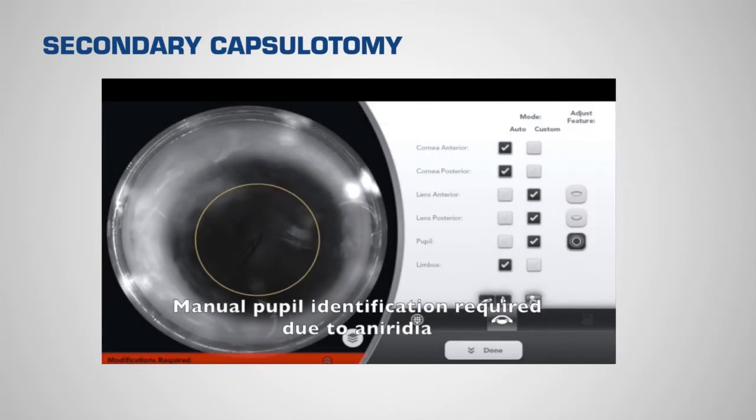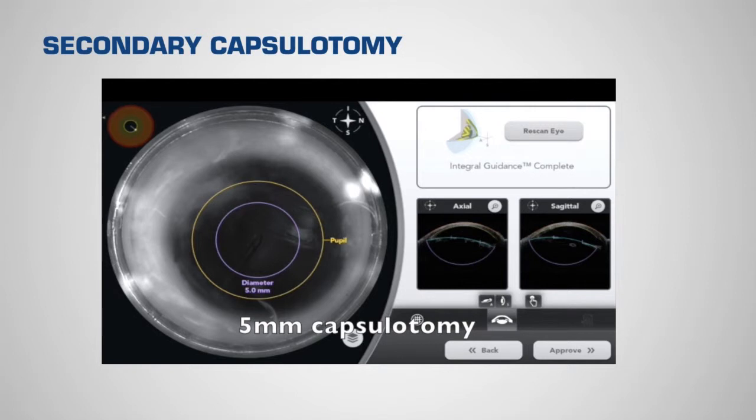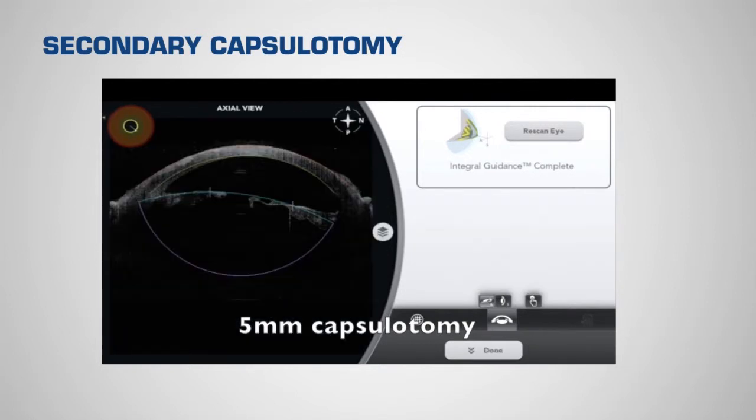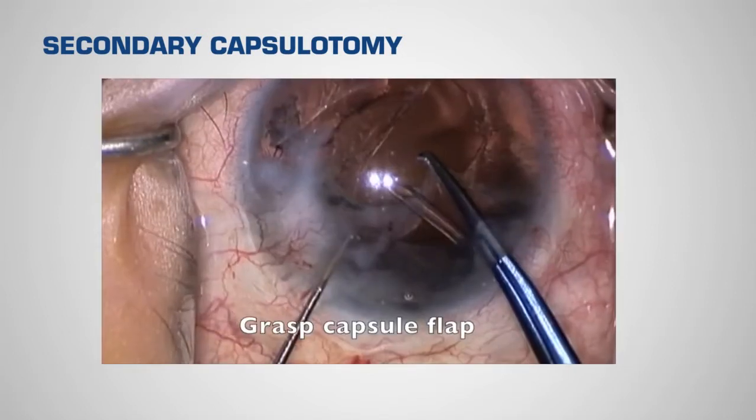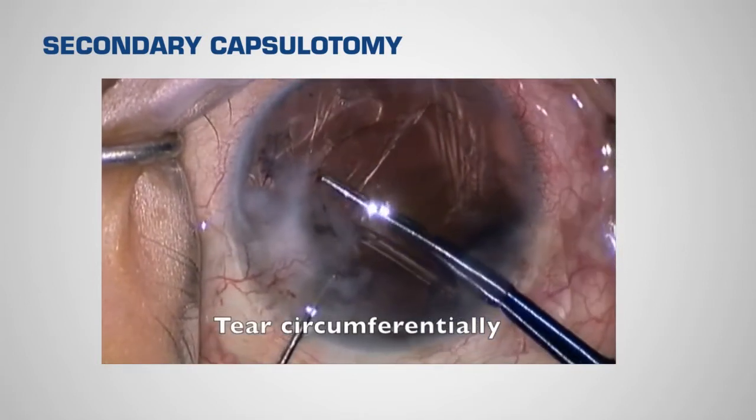The capsulotomy energy was maximized at 10 microjoules with 3 passes. There were a few areas where the thick fibrotic anterior capsular remnants were not penetrated by the laser, and the capsulotomy was completed using intraocular scissors and a forceps.